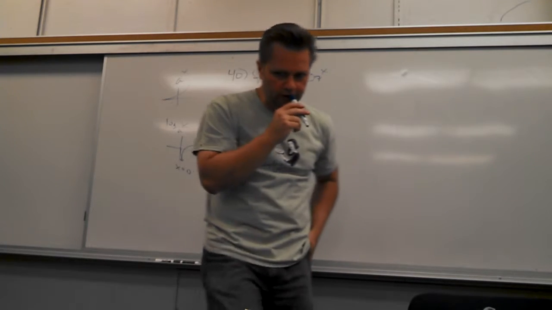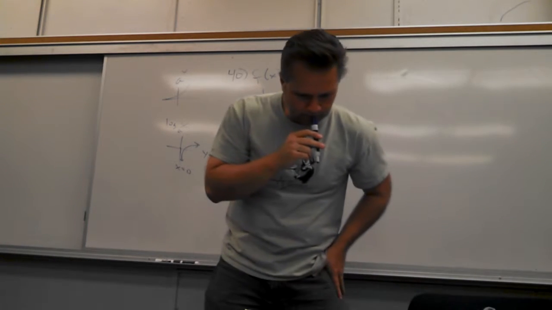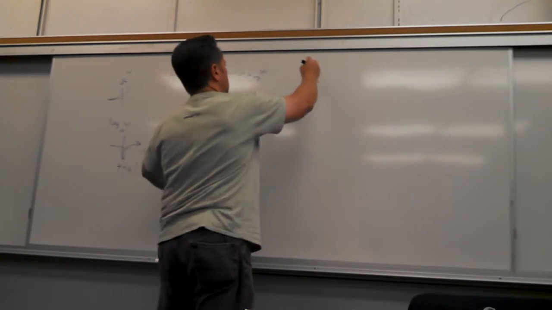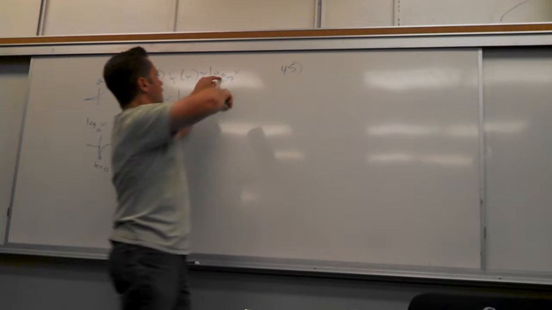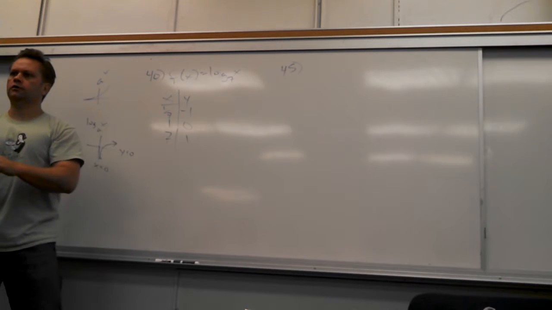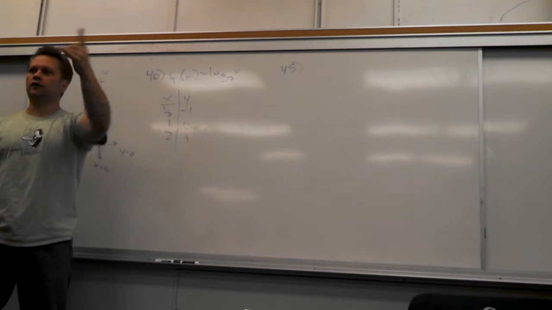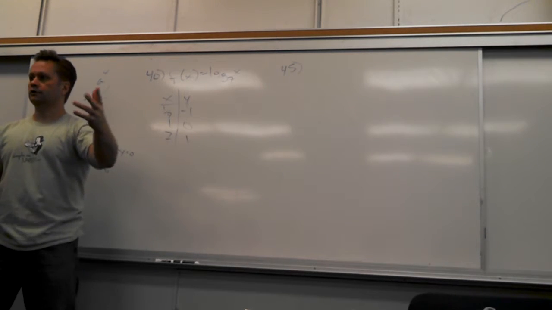Yep. 45. 45, same thing. 45 is easier. It's kind of weird to graph a log because we're not used to working with logs. But it'd be so much easier to graph 7 to the x first and then graph the inverse. And that's what 45 says.